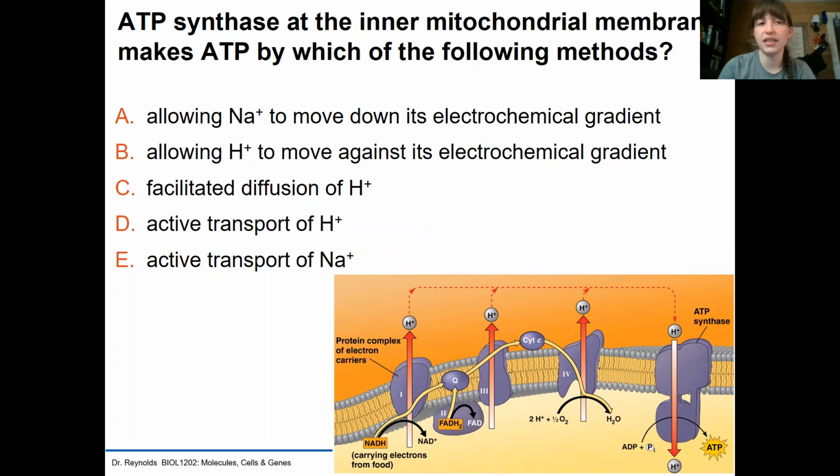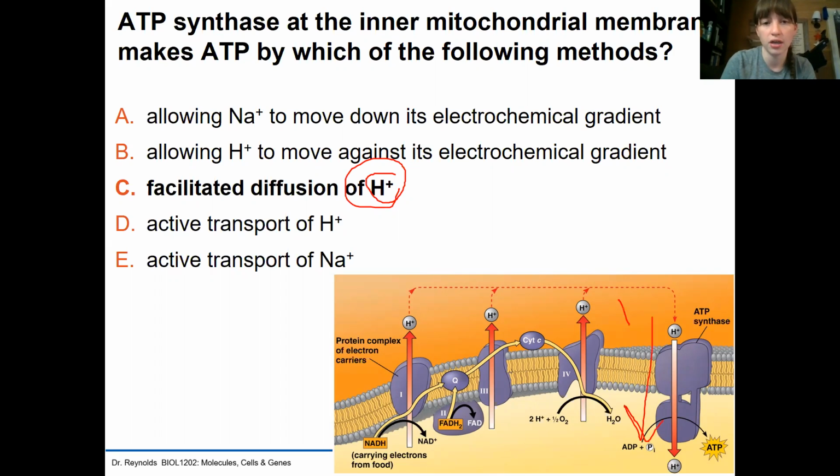So ATP synthase at the inner mitochondrial membrane makes ATP by which of these methods? This would be the facilitated diffusion of H+. And it's going to utilize the energy from this diffusion, the ability of this H+ to be moving back down its concentration gradient from an area that has high H+ to an area with low. And the energy which is released from this is going to be the energy that catalyzes the production of ATP.